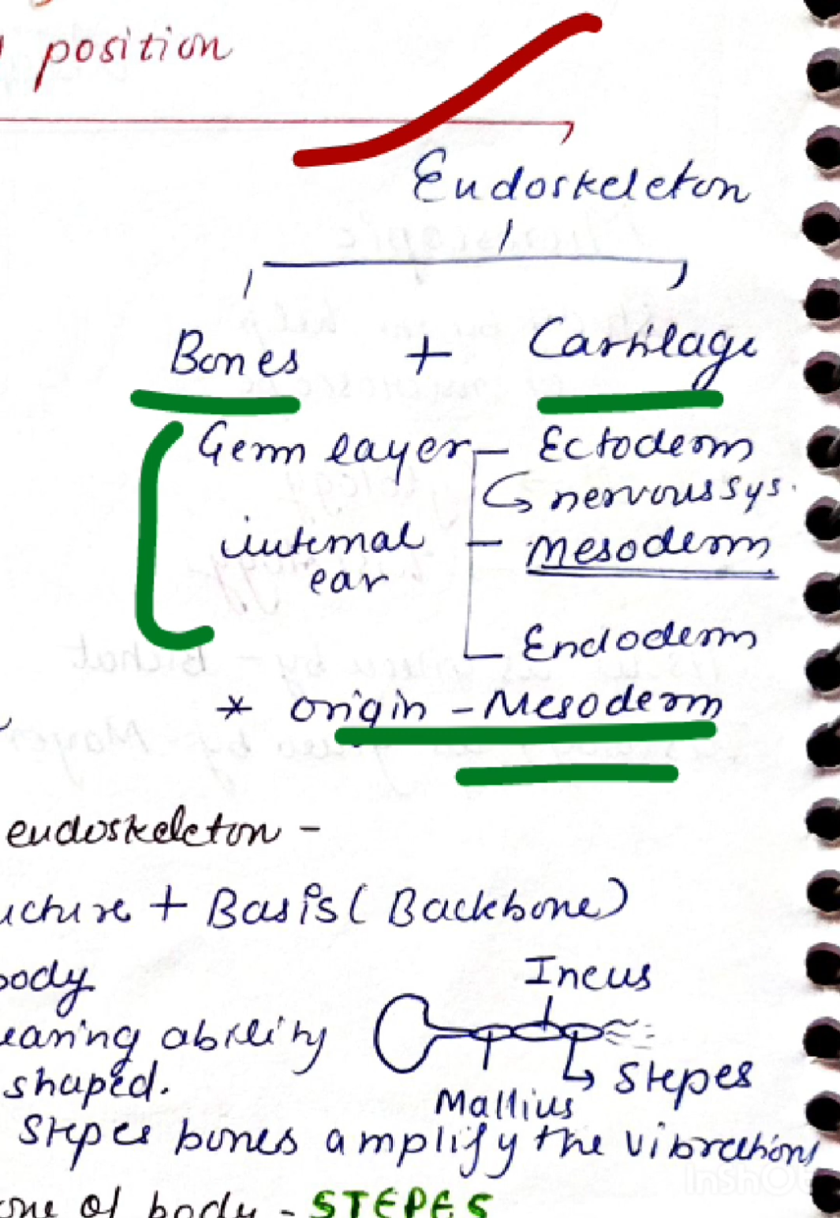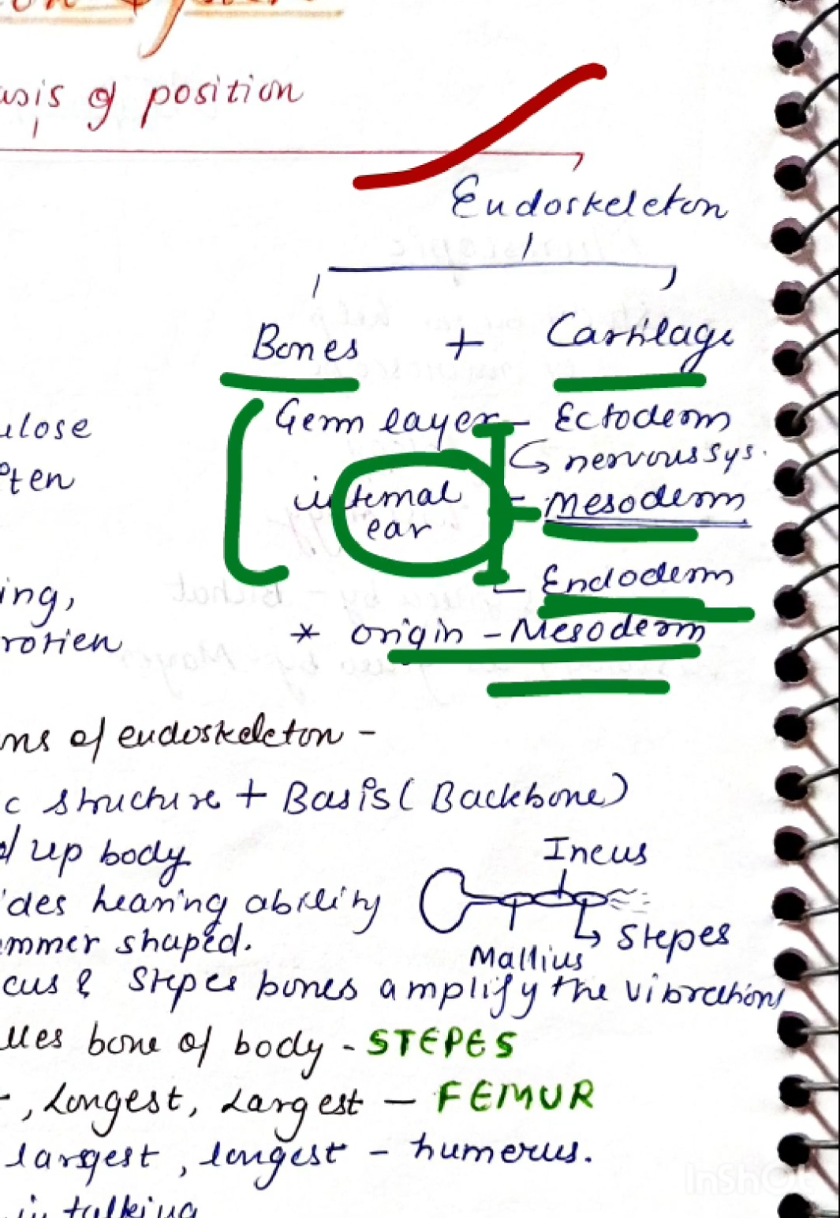Let me clear it out. When the baby is going to be born, the germ layers are divided into three parts. First one was ectoderm, second one was mesoderm, and third one was endoderm. So ectoderm forms the nervous system. Middle layer was mesoderm. Mesoderm forms the epithelial cells, gastrointestinal tract, etc. Whereas the endoderm forms the lining of tubes within the body, for example the digestive system, etc. So our internal skeleton is also made up of mesoderm.